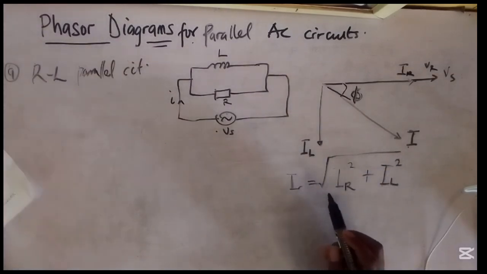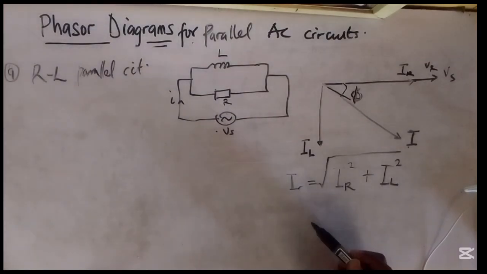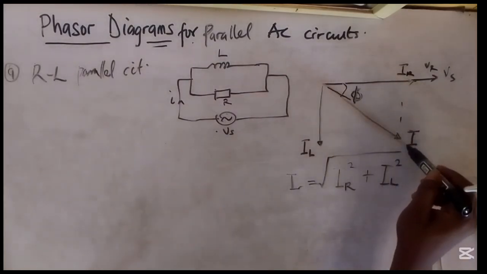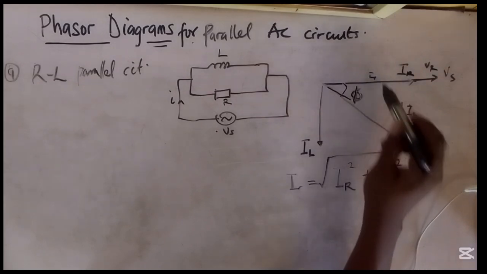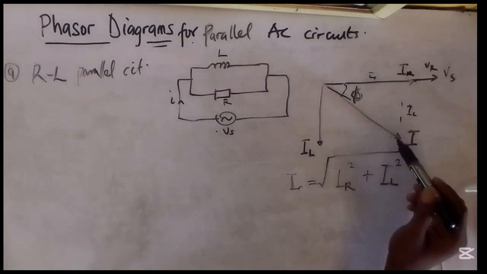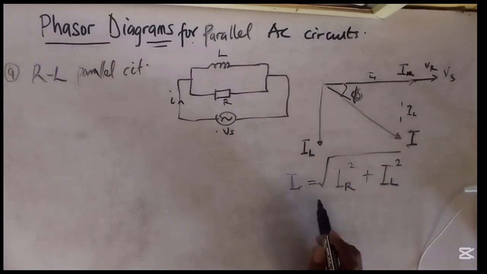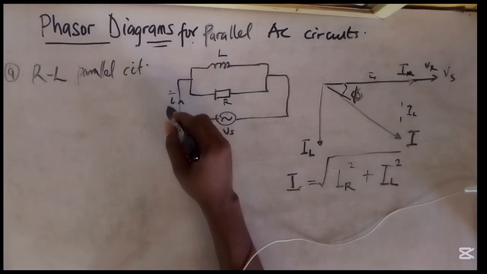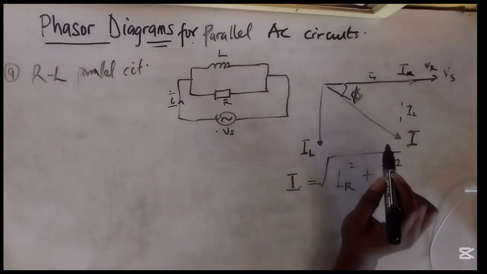And we can actually prove that from Pythagoras here. Okay, this I here is the hypotenuse, and this is IL, and this is IR. So the sum of the squares of these two sides should be equal to the square of I. So that said, we now know the value for our magnitude, which is the current flowing through the system here.